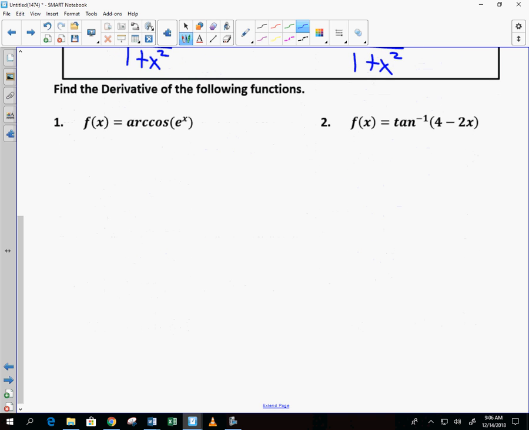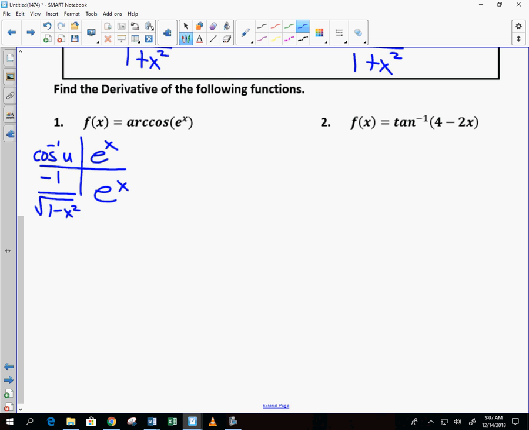Okay, so let's find the derivative. What rule do you think I use? Chain rule. So on the inside, I have e to the x. On the outside, I have cosine inverse of u. Instead of writing arc cosine, I often like to write cosine inverse. That's the way my mind works. What's the derivative of e to the x? And the derivative of arc cosine is -1 over the root of 1 minus x squared.